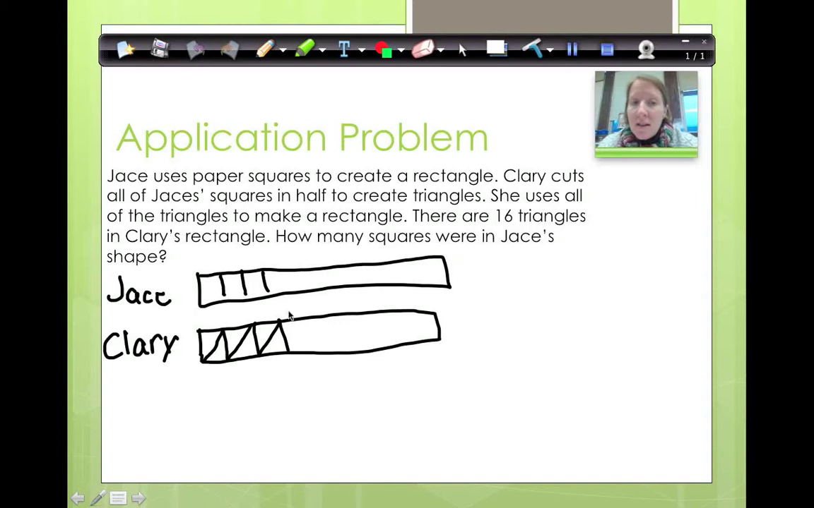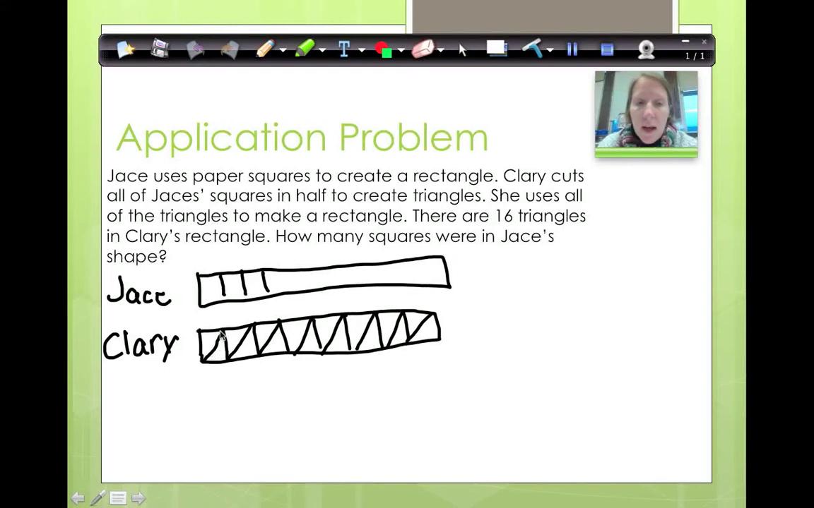So it says there's 16 triangles. So let's do 16 triangles. 1, 2, 3, 4, 5, 6, 7, 8, 9, 10, 11, 12, 13, 14, 15, 16. Okay. So now Clary has 16 triangles in her rectangle. How many squares are in Jace's? So we could just figure out and compare how many squares.